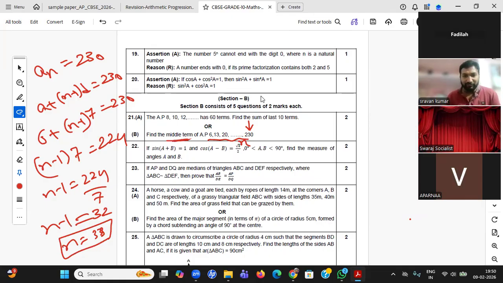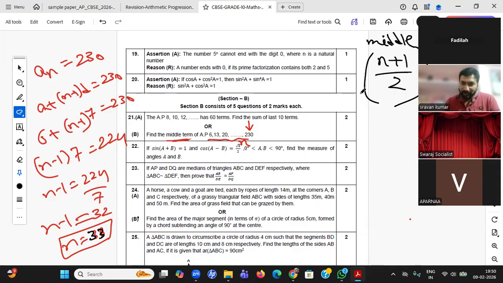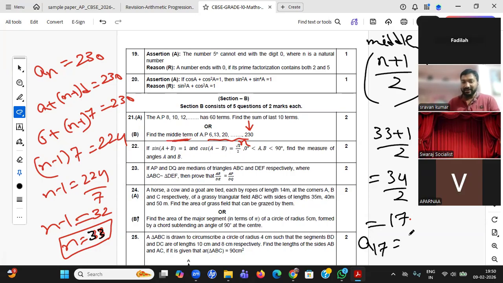Now you see what Maya is saying. Sir, after that use the median formula. Why, sir? Because he is asking for the middle term, obviously you need to use the median formula. What is the median formula when n is odd? n plus 1 by 2 is the median formula when n is odd. Which term do I want? I want the middle term, which is the median. When n is odd, the median is n plus 1 by 2. That is 33 plus 1 by 2, 34 by 2, 17. So you just need to find a17, which is a plus 16d.